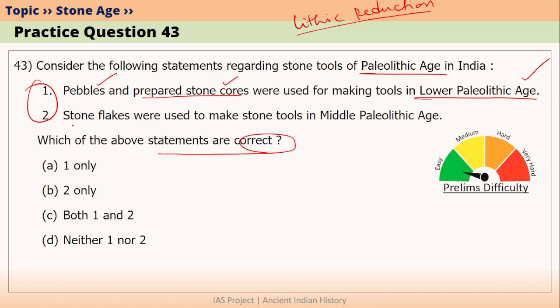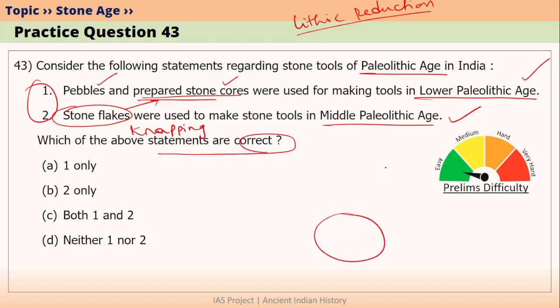The second statement is, stone flakes were used to make stone tools in Middle Paleolithic age. Yes, this is correct. Middle Paleolithic people created stone flakes from prepared stone cores by a process called knapping. Knapping is basically a percussion flaking type of process where they hit the prepared stone core using another stone. For example, if this is a prepared stone core, they took another stone and they hit it. So because of this, there were many flakes that could be removed from the stone. And they used one of such flakes to make flake blades, burins, scrapers, points and borers. So the correct answer would be both 1 and 2 are correct.